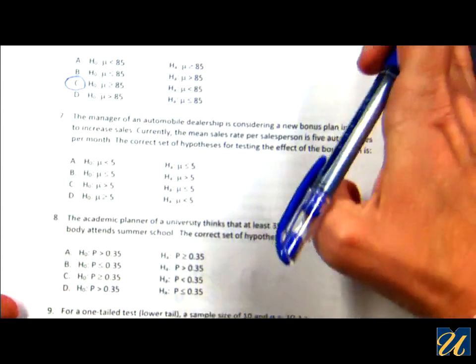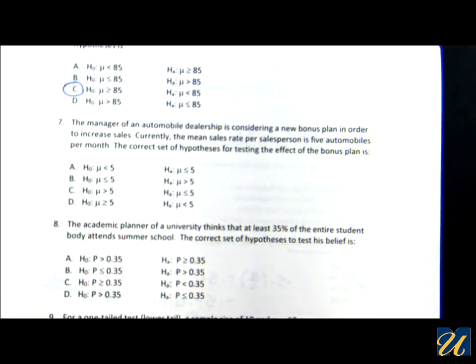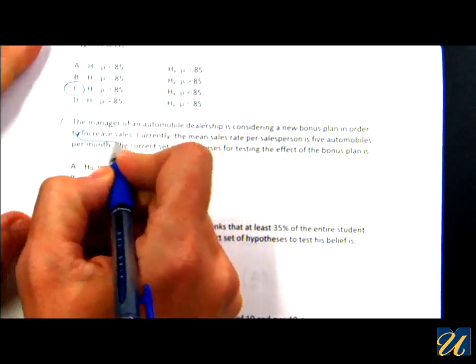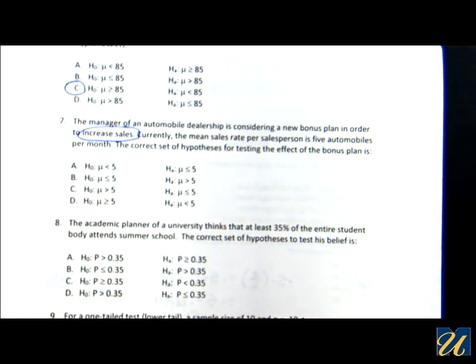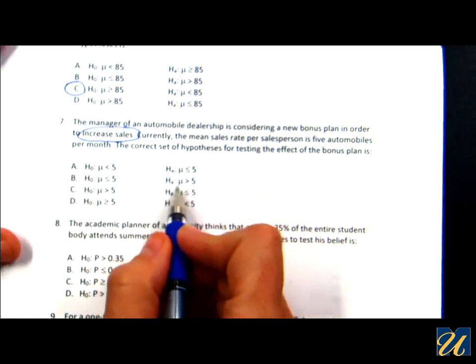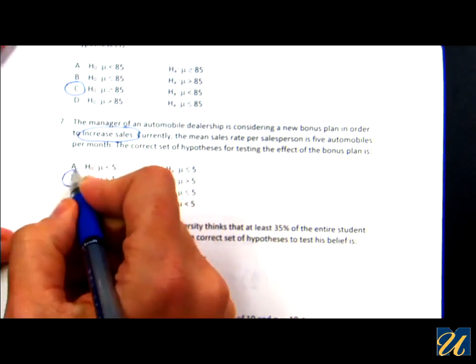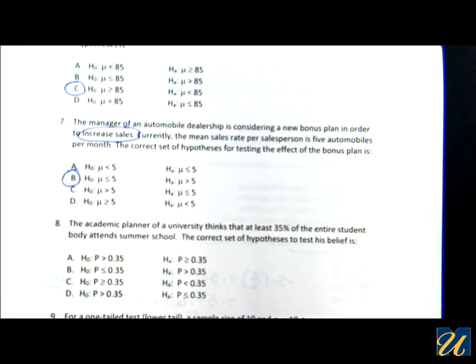The manager of an automobile dealership is considering a new bonus plan in order to increase sales. Currently, the mean sales rate per salesperson is 5 automobiles per month. The correct set of hypotheses for testing the effect of the bonus plan: we want to test if there is an increase in sales. So that means mu greater than 5, what it currently is. Greater than 5 means that I'm giving you the alternative. So the correct set of hypotheses will be B, mu less than or equal to 5 for the null hypothesis.